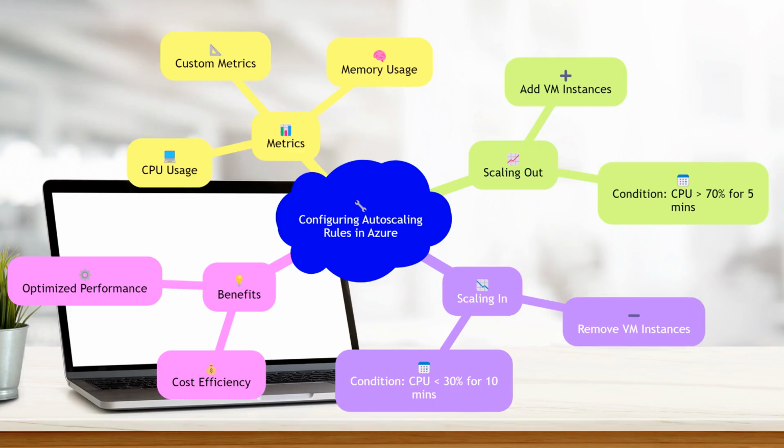Configuring autoscaling rules in Azure involves setting up conditions under which the system should scale in or out. These conditions are based on metrics like CPU usage, memory usage, or custom metrics. For example, you can set a rule to add more VM instances if CPU usage exceeds 70% for 5 minutes. Similarly, you can set a rule to remove instances if CPU usage drops below 30% for 10 minutes. These rules ensure that scaling actions are taken only when necessary, avoiding unnecessary costs.